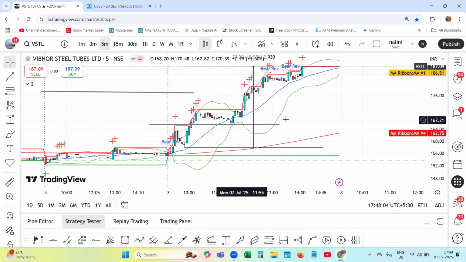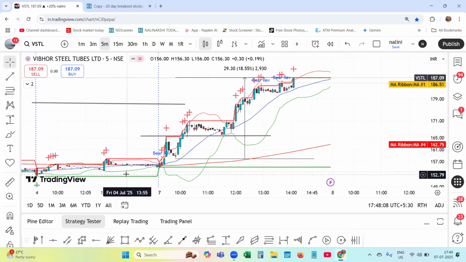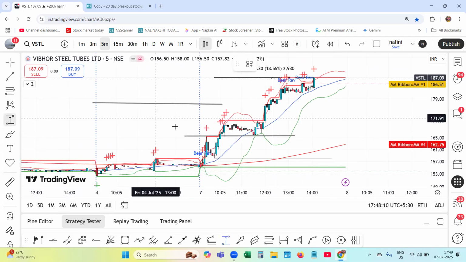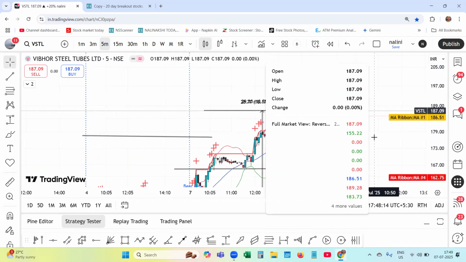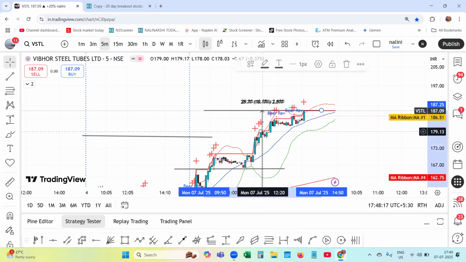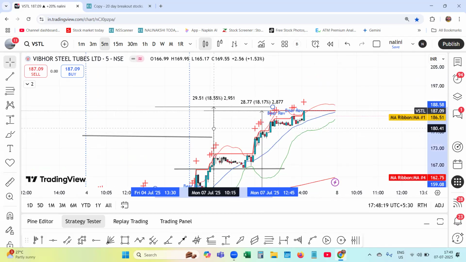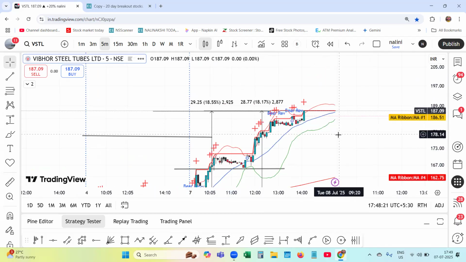After the consolidation, you can see how much percentage this stock has given you. Can you believe it? You have entered here, and from here you got almost 18 percent.